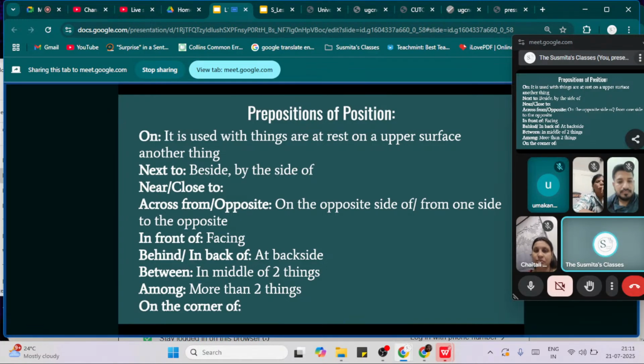आणि on the corner of म्हणजे कोपऱ्यावरती. ओके. कोपऱ्यावरती म्हणजे on the corner of. क्लिअर? एनी डाउट, एनी कन्फ्युजन ओव्हर हियर?